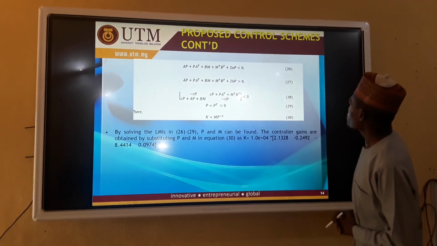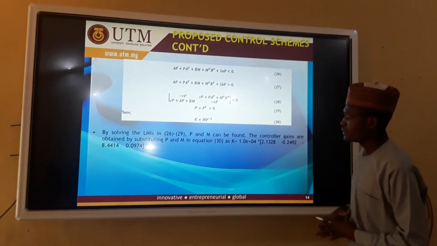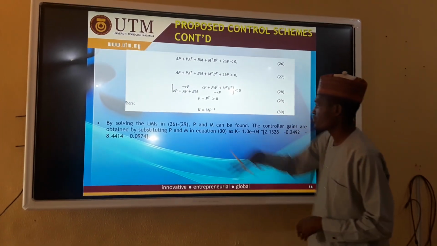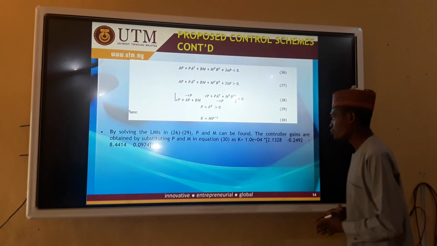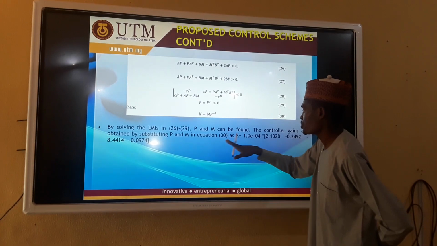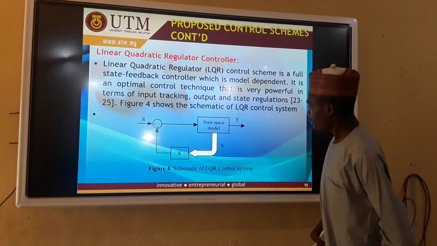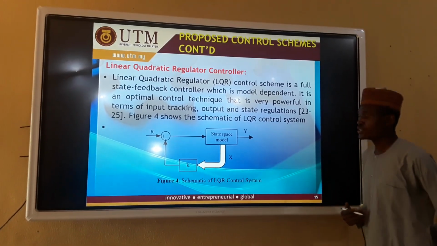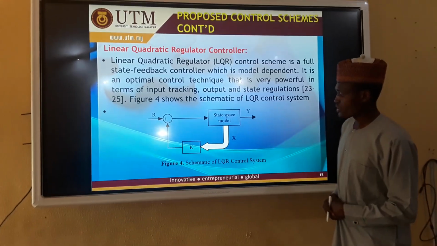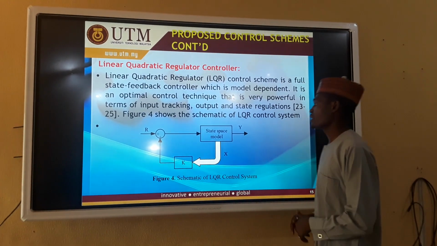Equations 26, 27, 28, 29, and 30 show further the LMI equations, and by solving the LMIs in equations 26 to 29, P and M can be found. The controller gains are obtained by substituting P and M in equation 13 as K equals the following values, where the K matrix is obtained using a MATLAB program. We run the MATLAB program and obtain the various K values.